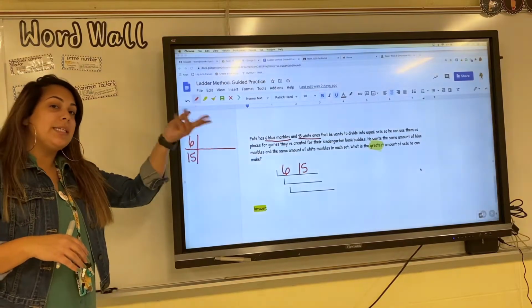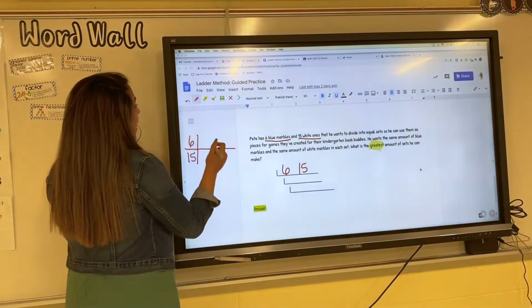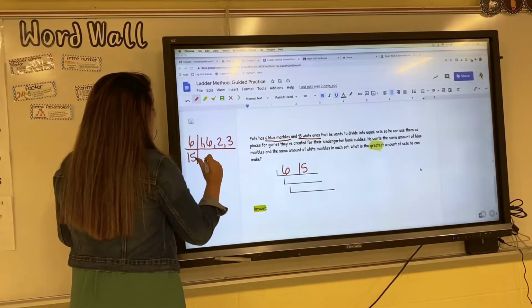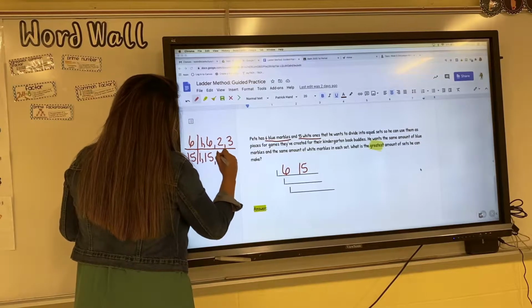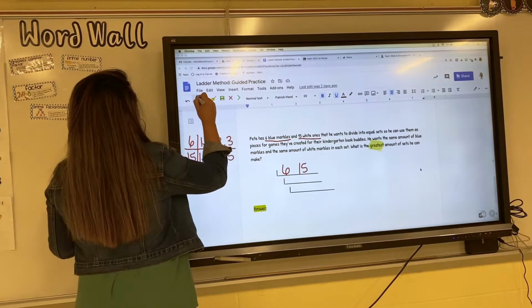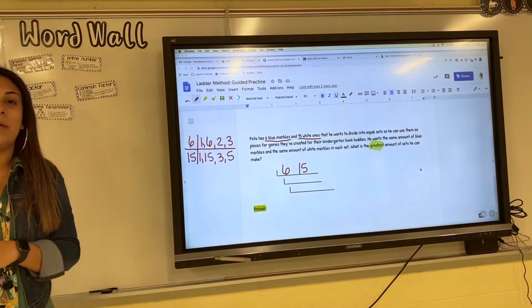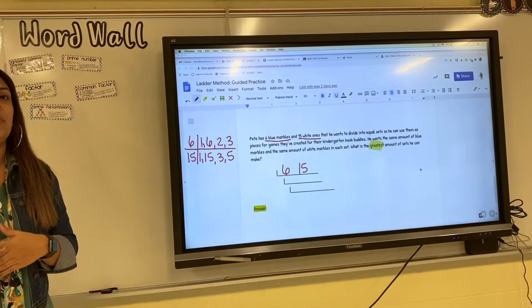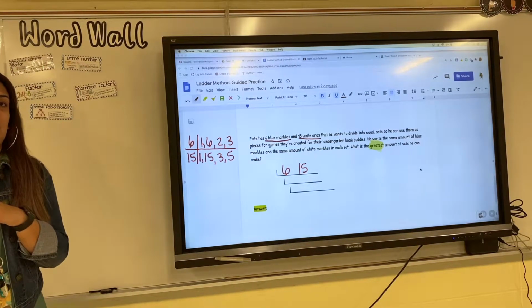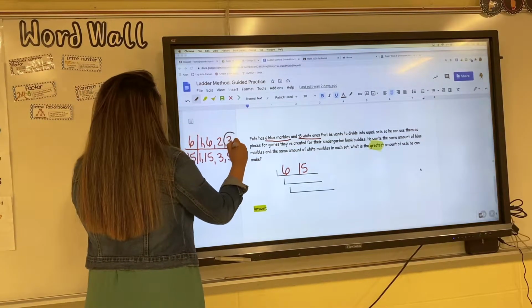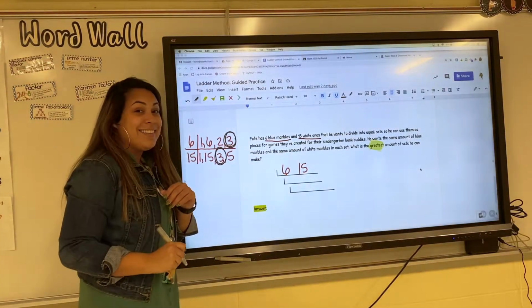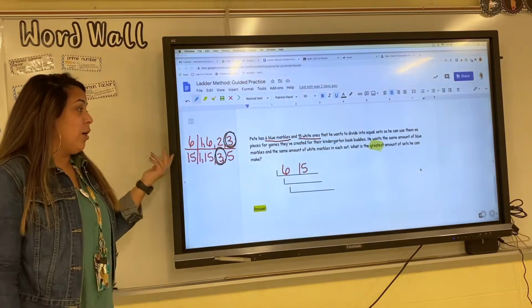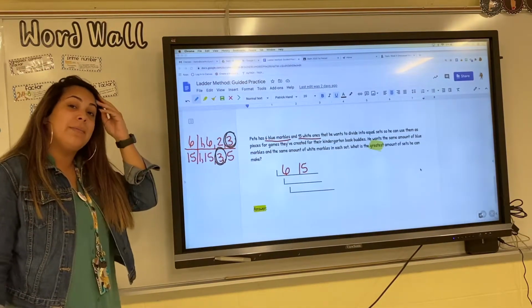To save time, I'm just going to list the numbers of the factors that they have. So we have 1 and 6, 2 and 3, 1 and 15, 3 and 5. Looking at this table, what is a factor that they have in common besides the number 1? We want a number greater than 1. If you're shouting 3, Miss Soto, 3, you are right. Good job. So 3 is the only factor that these 2 numbers have in common besides 1.